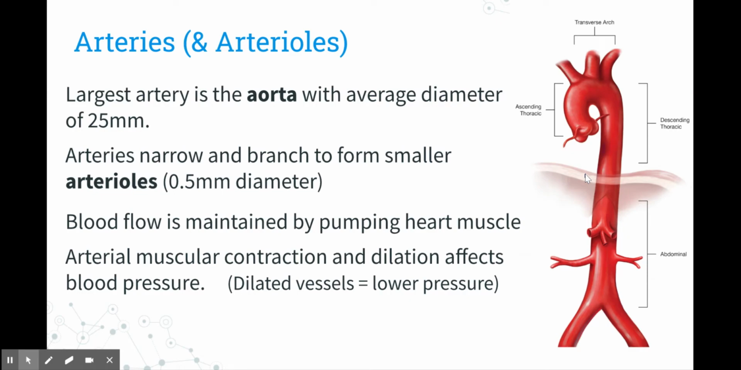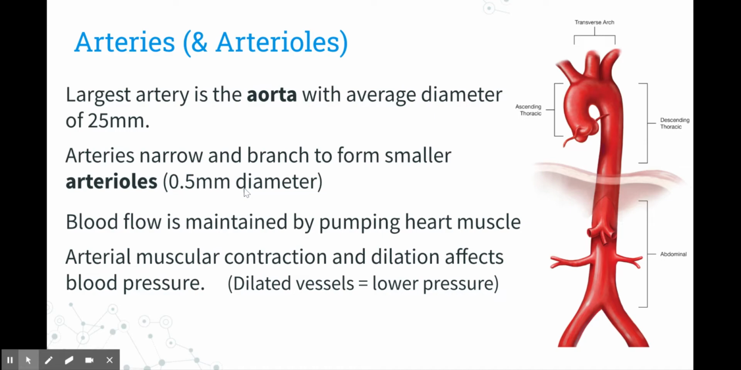The largest artery in the body is the aorta, and an average healthy adult has an aorta diameter about 2.5 centimeters or 25 millimeters. So if you measure across here, it's about as big as the average garden hose. As the arteries narrow and branch out, they form smaller arterioles down to about 0.5 millimeter in diameter. And what's maintaining the blood flow throughout all of these arteries and arterioles is the pumping heart muscle. The muscles in the arteries themselves help to affect the blood pressure.